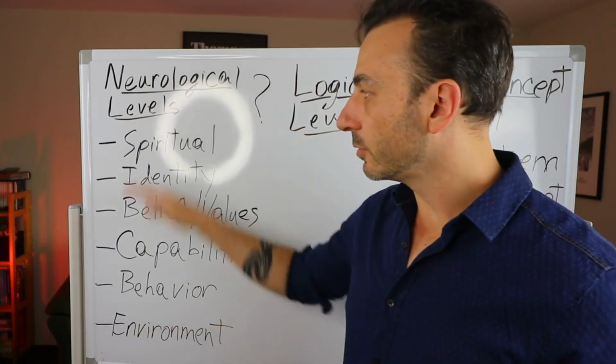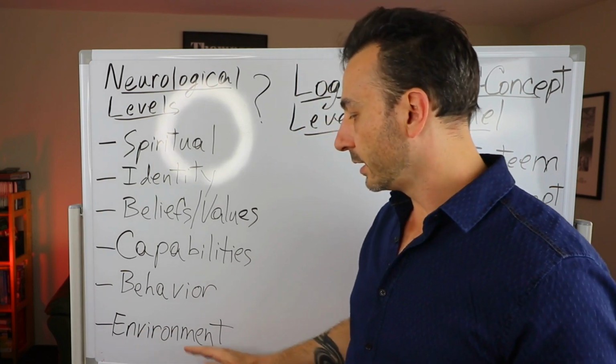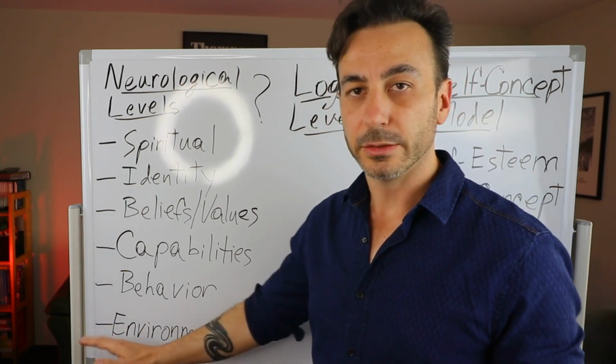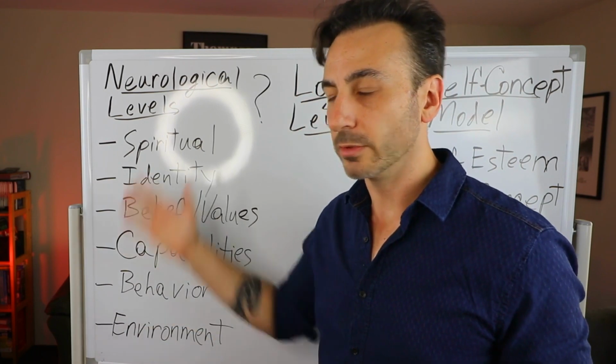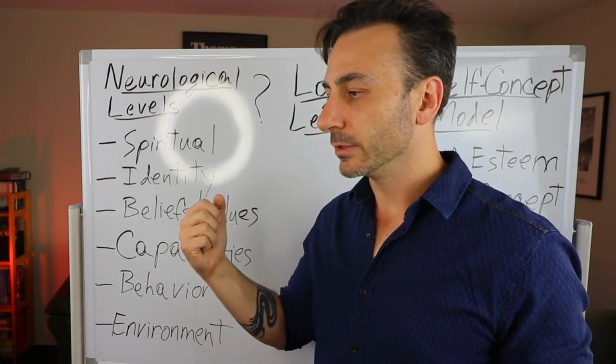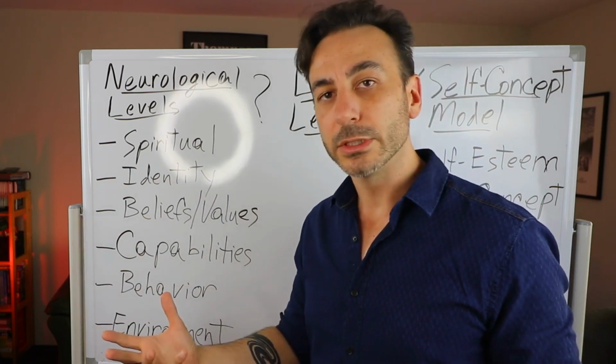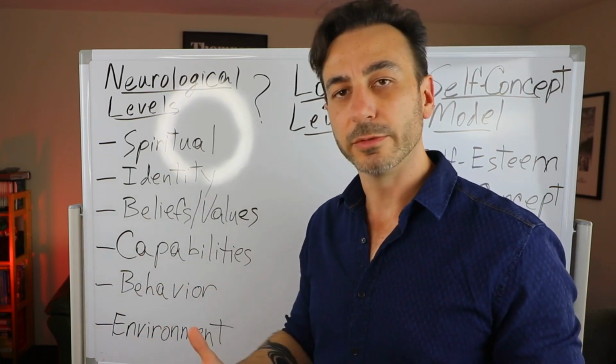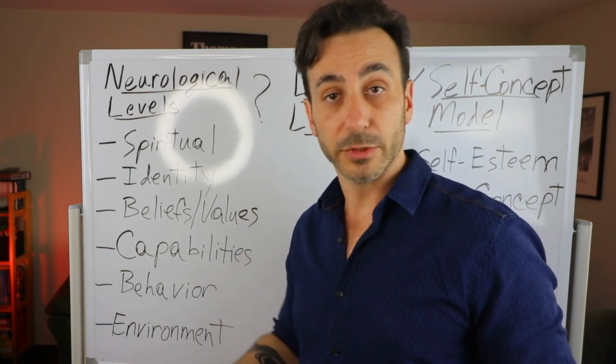So the idea with neurological levels is that you start here in environment, and this is like wherever you want to apply this model. This could be a career, this could be your relationship, what have you. And so it's about either getting aligned with some area of your life, or maybe you have a problem and you want to solve that problem.